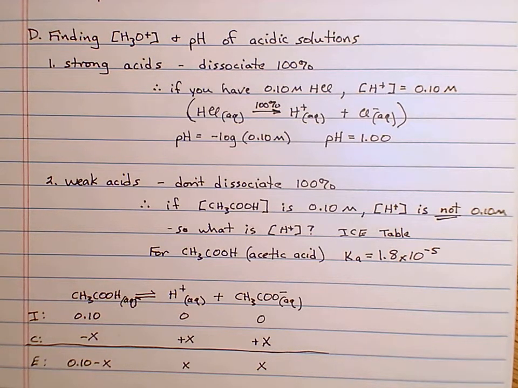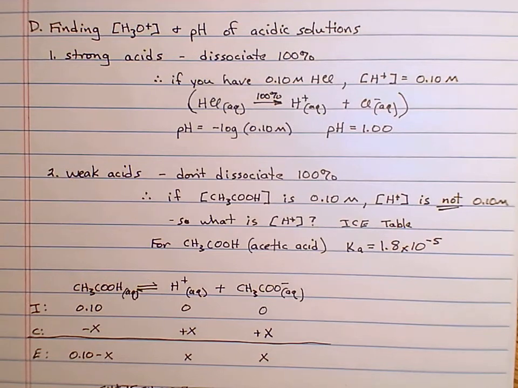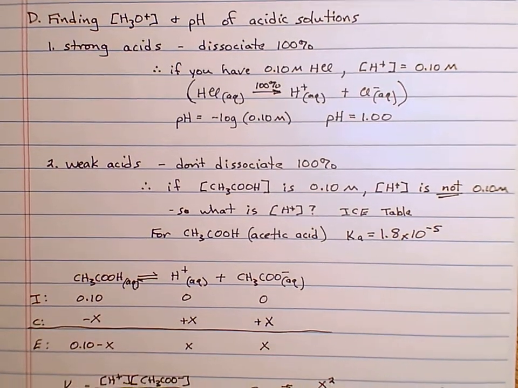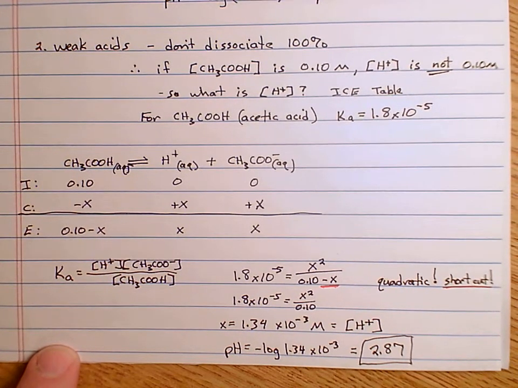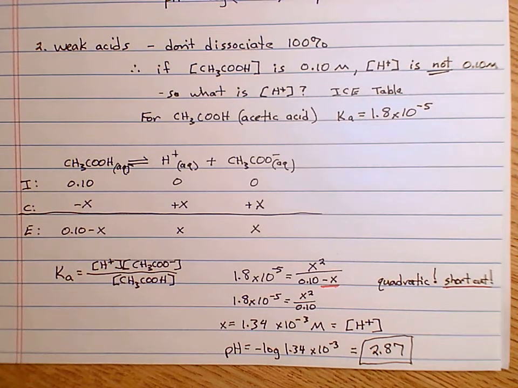Things get a lot more fun, however, if we're dealing with weak acids, because weak acids do not dissociate 100%. Weak acids are at equilibrium, therefore we're going to need ice tables to figure out the pHs of weak acid solutions. So here we go.